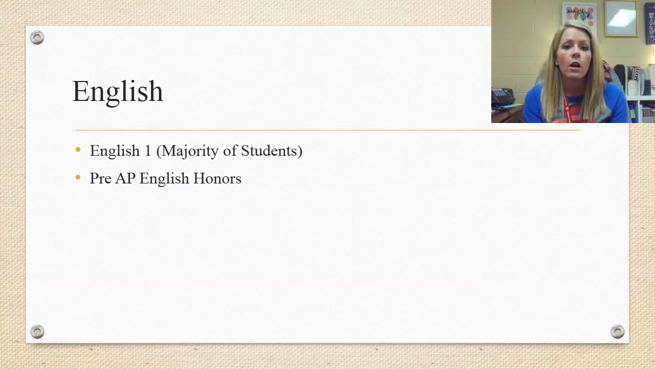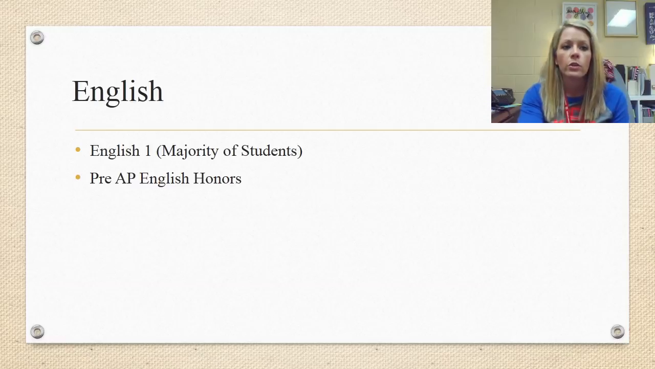If you are grade level English, you're going to have English 1. And if you're in honors, you're going to have pre-AP English honors. Honors is decided by your TCAP scores. We actually have a list of those kids that are going to be in our honors classes already. If you're in honors now, you're probably going to be in it here at the high school.